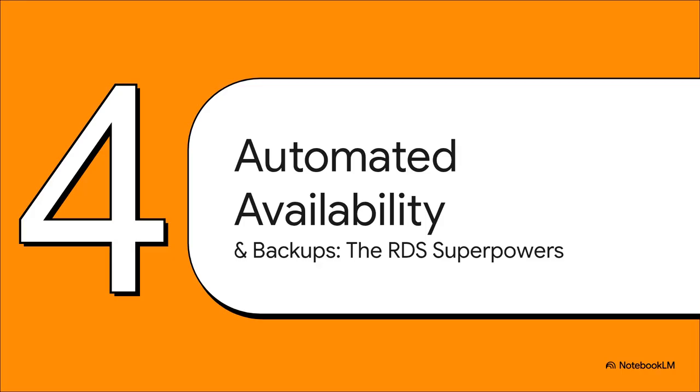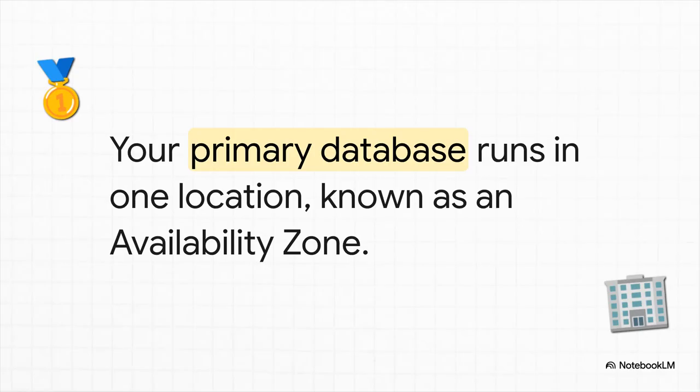Okay, now we're getting to the really good stuff. I like to call these the RDS superpowers, because these are the features that directly eliminate those headaches and late-night phone calls we talked about earlier. First step, superpower number one, high availability. AWS calls this feature multi-AZ, and it's brilliant.